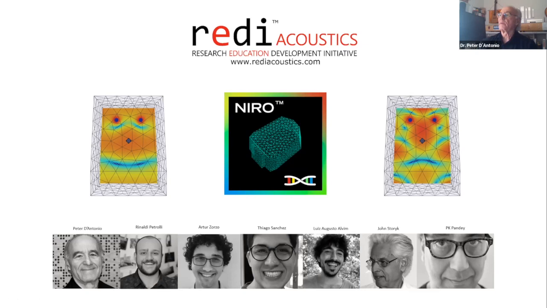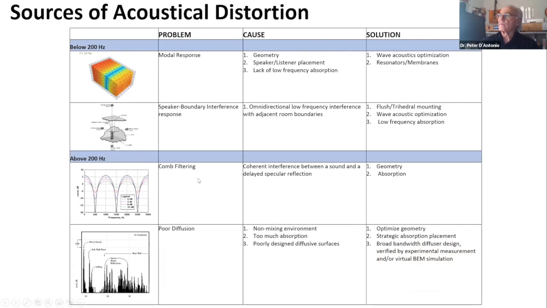Moving right along, as John mentioned, the one thing that we need to do in these rooms is to minimize acoustical distortion, what I termed acoustical distortion 30 years ago. The forms of acoustical distortion below 200 hertz are modal response and speaker boundary interference response. Above 200 hertz, they are comb filtering and poor diffusion. I'll describe each of these in greater detail.